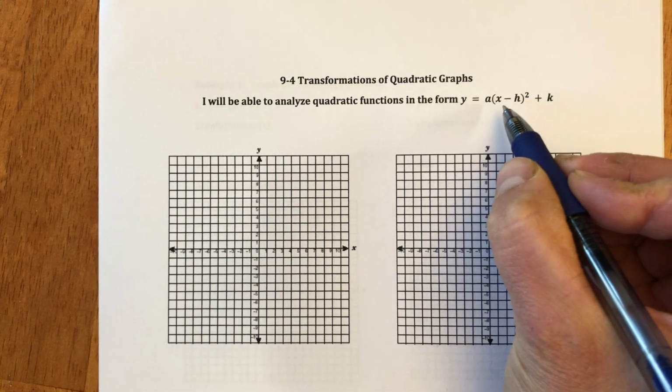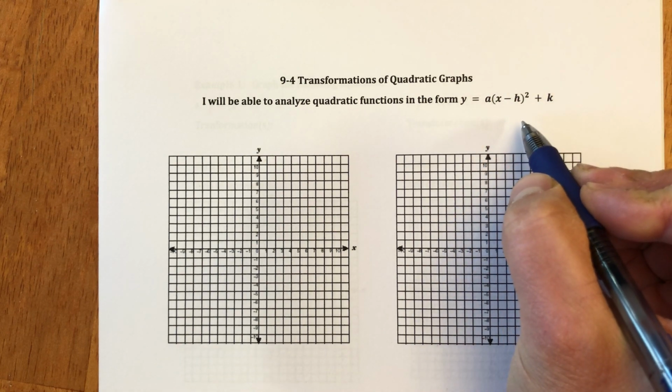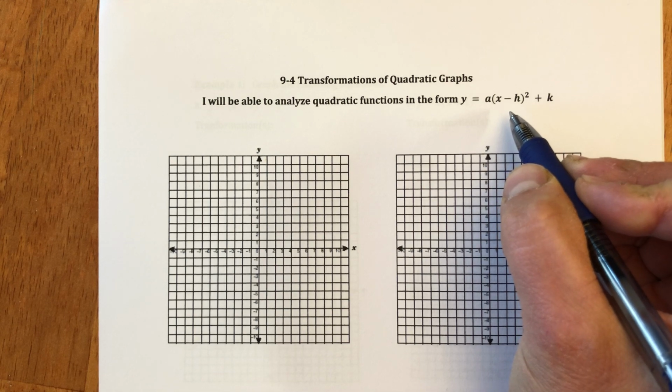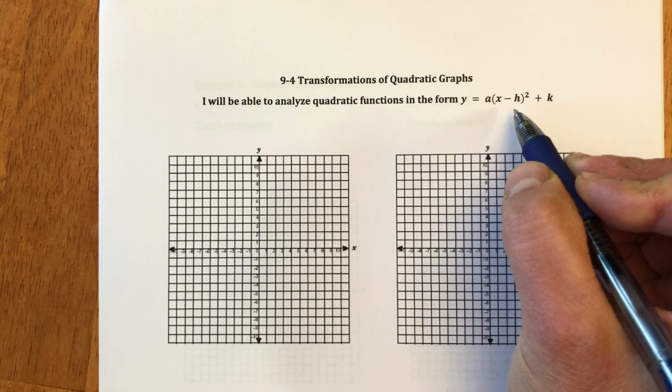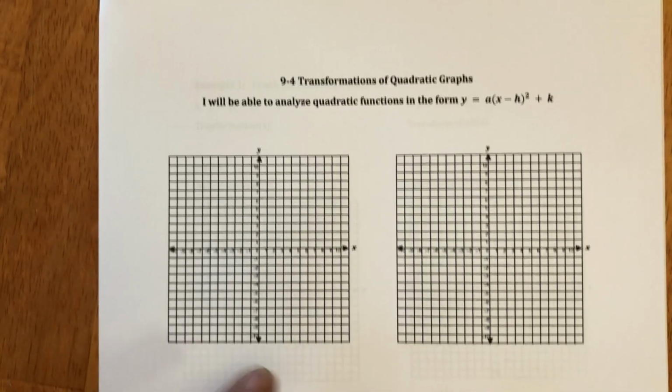So remember in the absolute value function, we had the absolute value bars. Now we have parentheses. And now our graph is still going to look like the U shape thing rather than V. But again, the transformations are going to work in the same way.